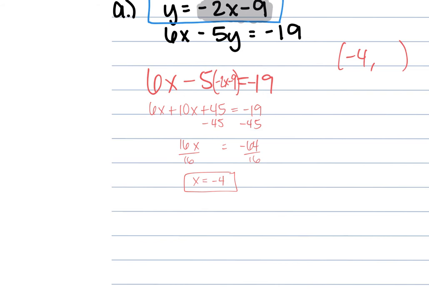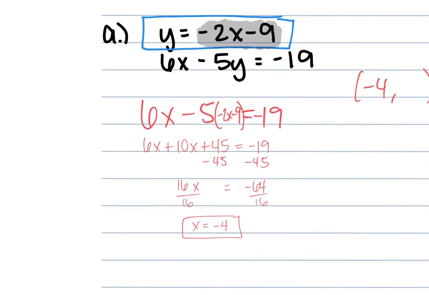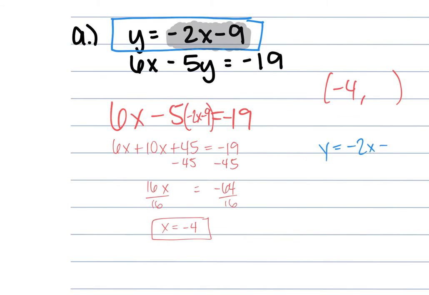Any ideas on how we could solve for y? Sabrina? You interject negative 4 for the x. There she is. You just take that negative 4 and you can plug it into either of the original equations, whichever one you want, okay? Which one do you think would be easier, the first one or the second one? I would say the first one. So let's use the first one. Let's say y equals negative 2x minus 9. That's the original equation, the very first one.